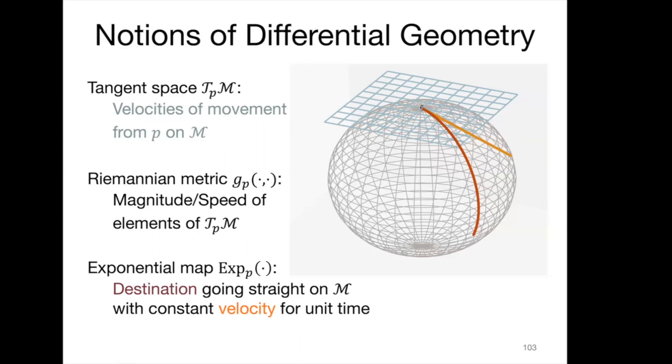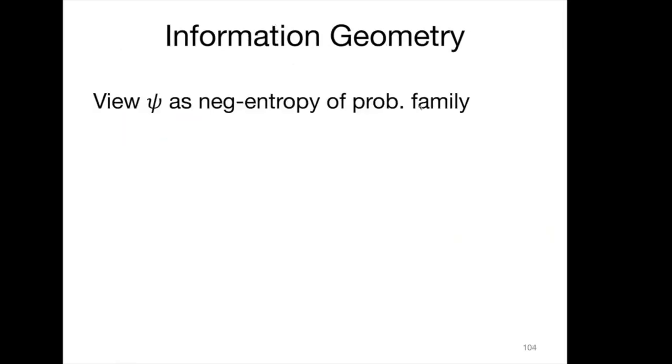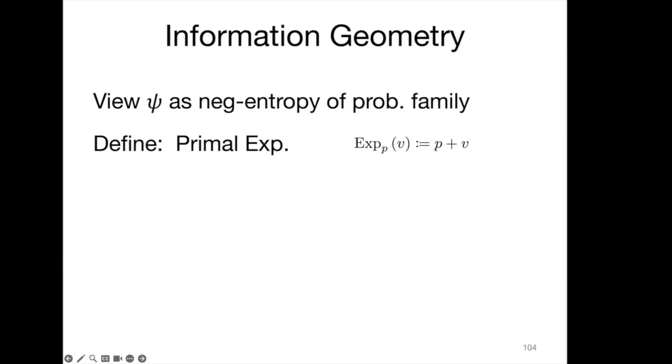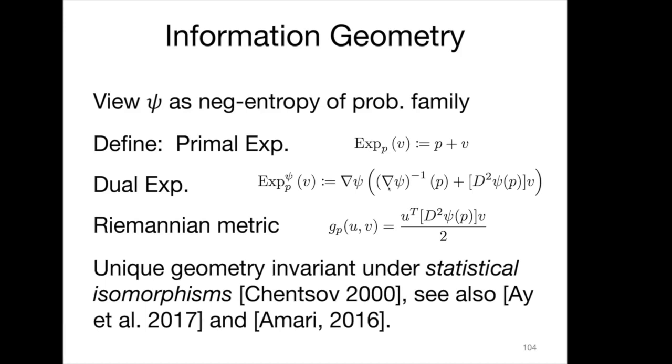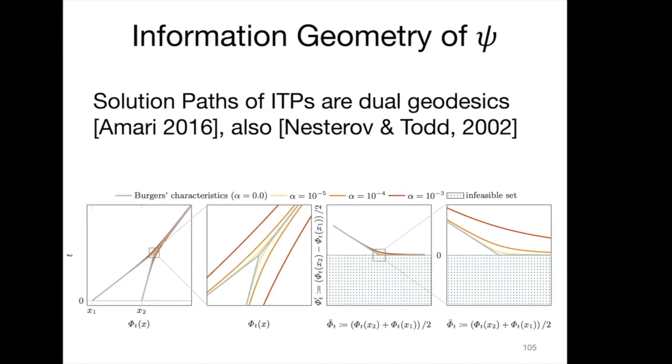Basically it gives us a way of continuing an initial direction to a path that then takes it to a different point of the manifold. And it turns out that we can also view the barrier functions of interior point methods as the negative entropies of families of probability distributions. In the field of information geometry, next to the ordinary Euclidean notion of an exponential map, these barrier functions define a so-called dual exponential map, obtained by using the gradient to map to an alternative coordinate system, taking a straight line in that coordinate system, and then mapping back. So for our purposes, the main takeaway is that this barrier function, by means of information geometry, induces an alternative notion of going straight on a manifold. And it just so happens that this alternative notion of going straight exactly recovers the solution paths of the interior point methods.